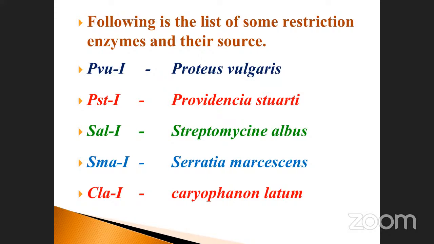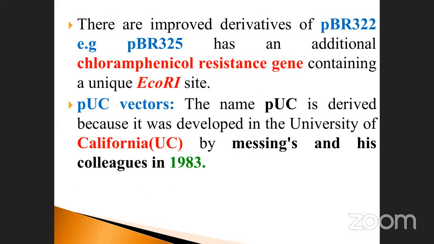The first letter of the genus name and the first two letters of the species name have been taken as a short form. Okay, and not only that, pBR322 and pBR325 are also there. The pBR325 has an additional chloramphenicol resistant gene present in it. It is also isolated from E. coli. And pUC is nothing but the University of California plasmid. It was discovered by the scientist Messing and his colleagues in the year 1983.